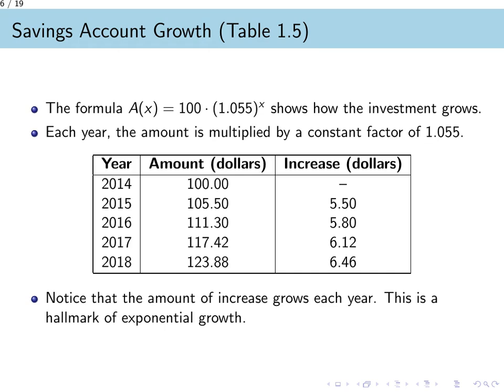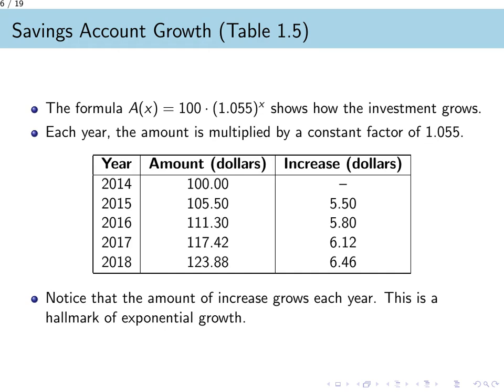Now let us see what our investment formula, a of x equals 100 times the quantity 1.055 to the power of x, reveals about the nature of this growth. This table shows the account balance and the dollar increase for the first 4 years. Notice that the growth is not constant. In the first year, the account increases by $5.50. The next year, the increase is $5.80, and it continues to get larger after that.